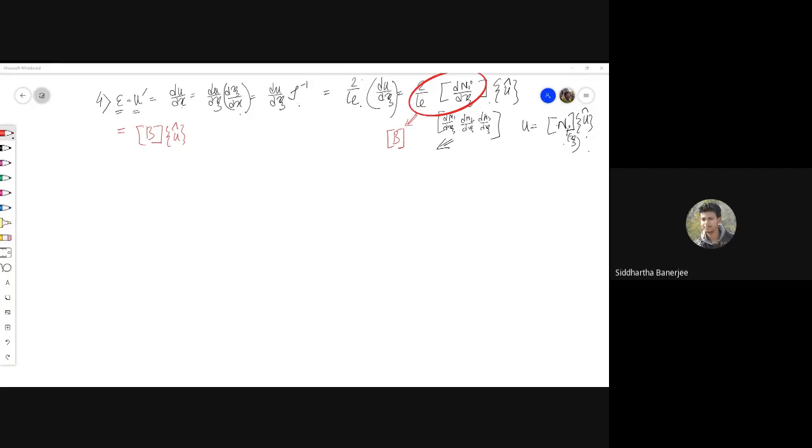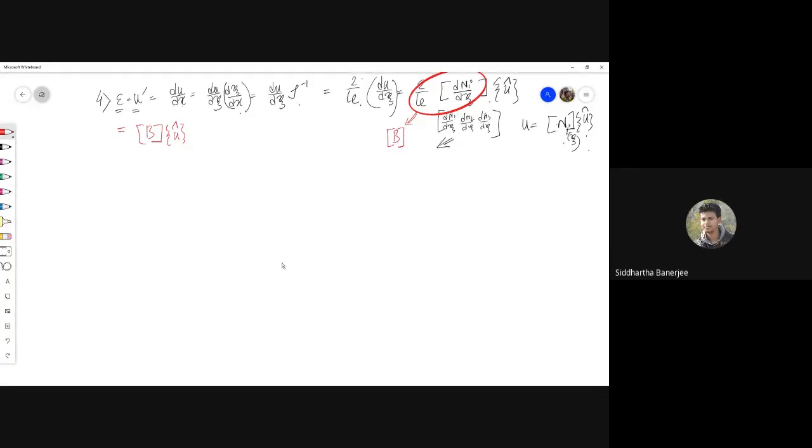So 1 by LE into 2 xi minus 1, minus 4 xi, 2 xi plus 1.